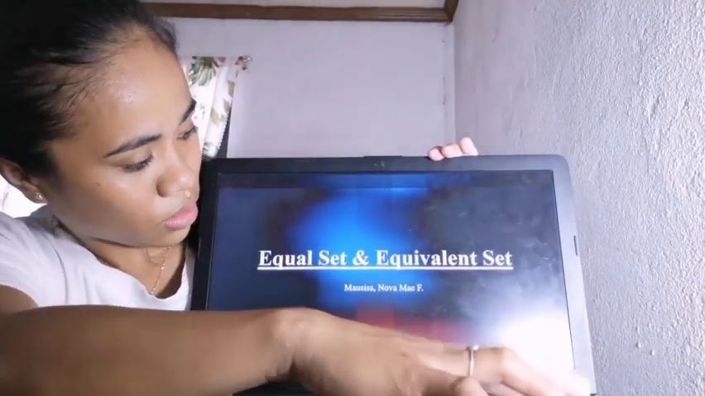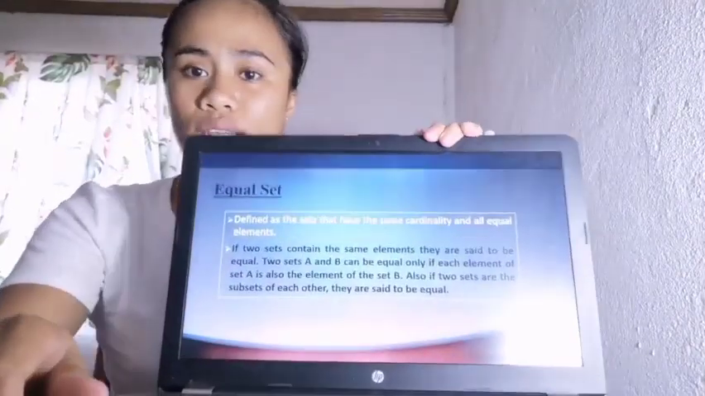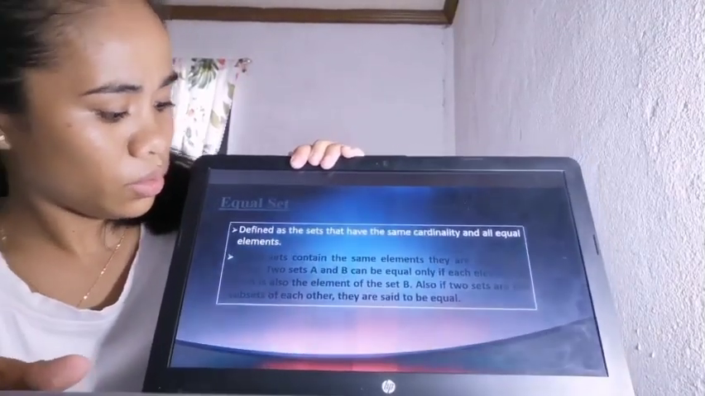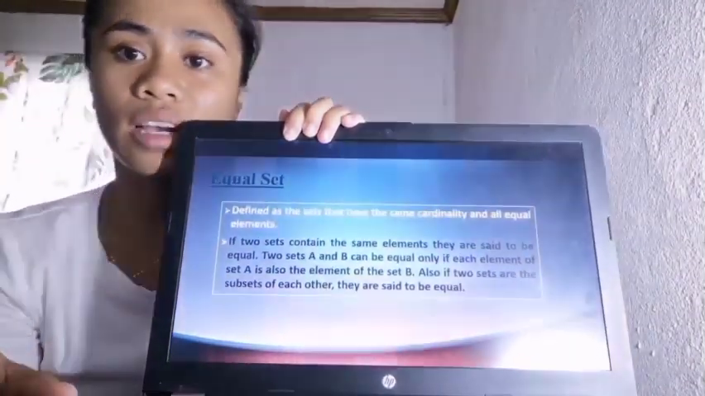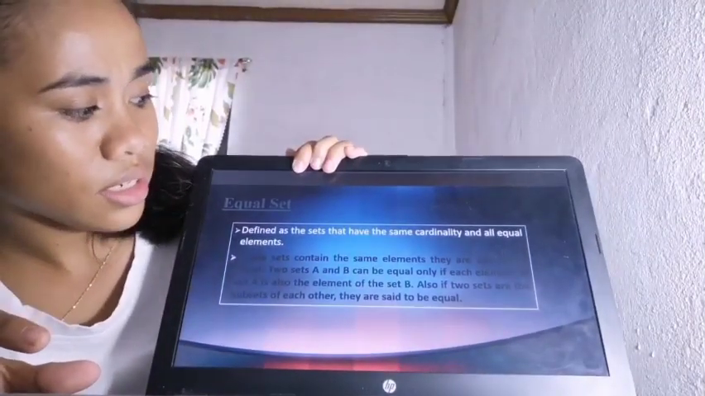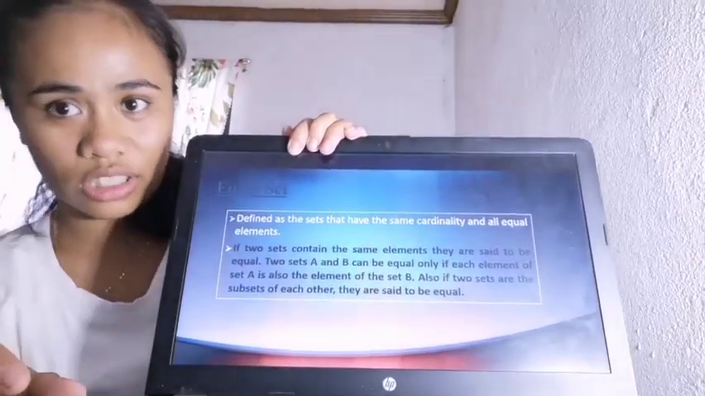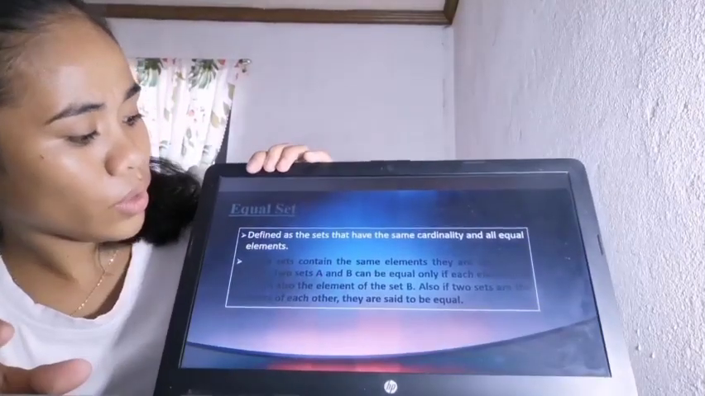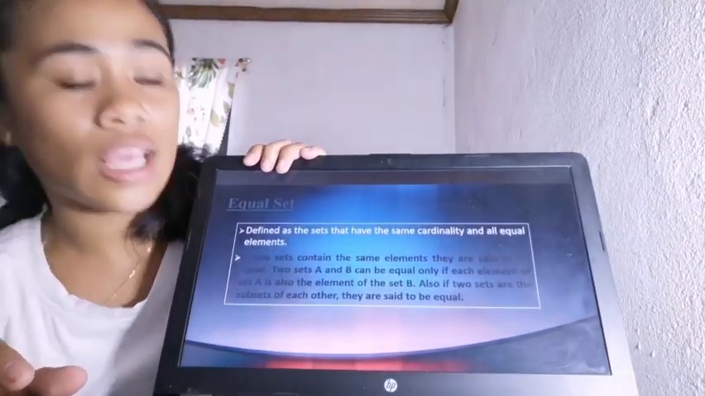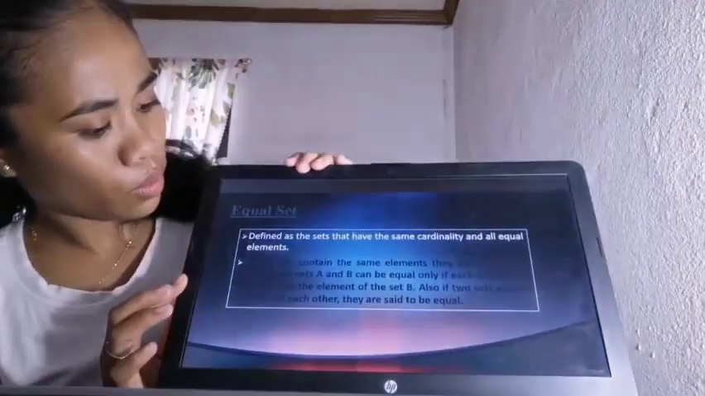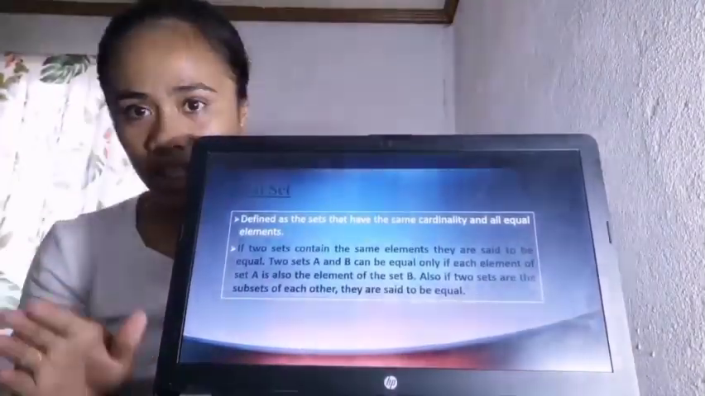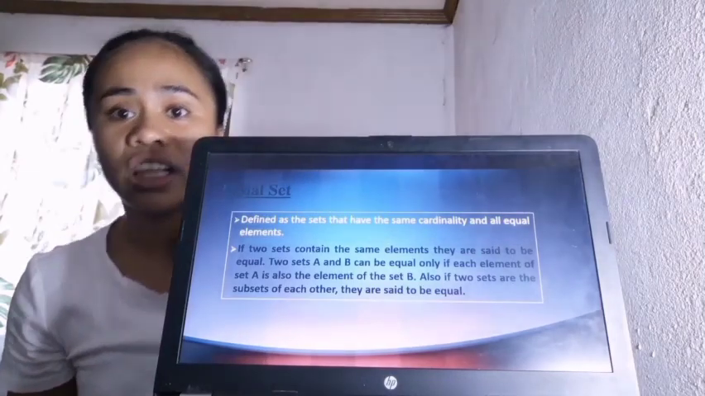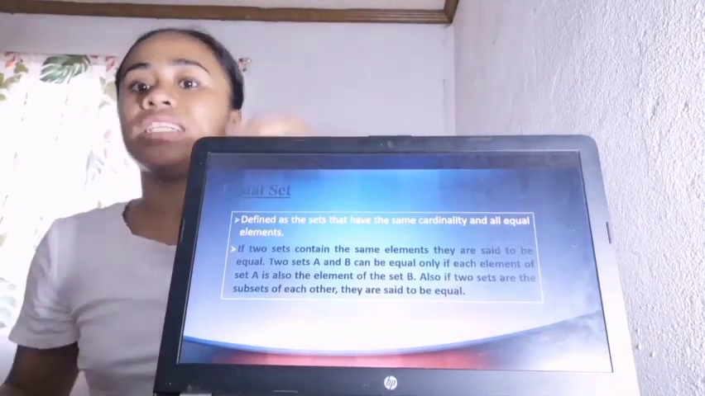So now let's proceed to equal set. It is stated here that equal sets are defined as the sets that have the same cardinality and all equal elements. So again, I'm using the word cardinality. When we say equal set, it is the set that have the same cardinality and all equal elements. So same cardinality and same elements inside of the sets. Again, cardinality is the number of elements inside a set.